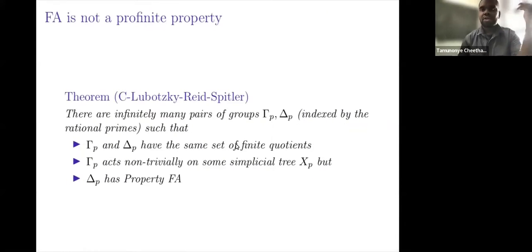Okay, and so the theorem I'm talking about, to repeat, is that we have these pairs of groups indexed by the rational primes that have the same finite quotients, but one acts non-trivially on a simplicial tree and the other will always have a fixed point in any action on a tree. And so the idea is that the finite quotients, your action on finite sets, is not enough to tell you about actions on trees.